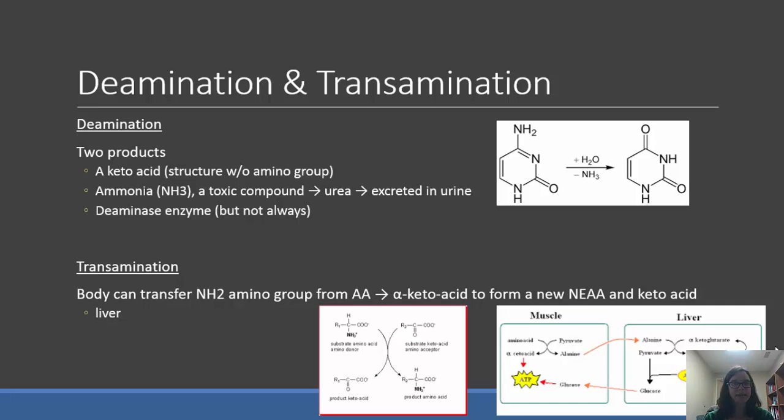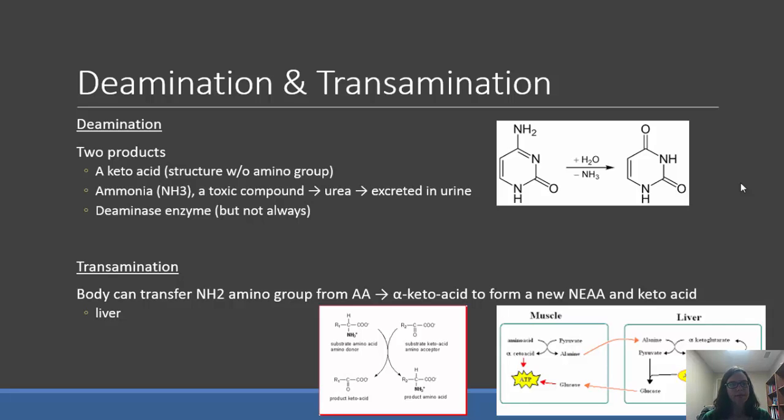Okay, so in deamination, we are taking the amino group off and excreting it. So here we have our amino acid, and then we take our amino group off, and we are left with the amino group on its own, and also, sorry, this corrected itself, but this should be alpha keto acid. So this is the alpha keto acid or carbon skeleton, which is basically the amino acid without the amino group. And the enzymes that catalyze the deamination are often called deaminases, but not always.